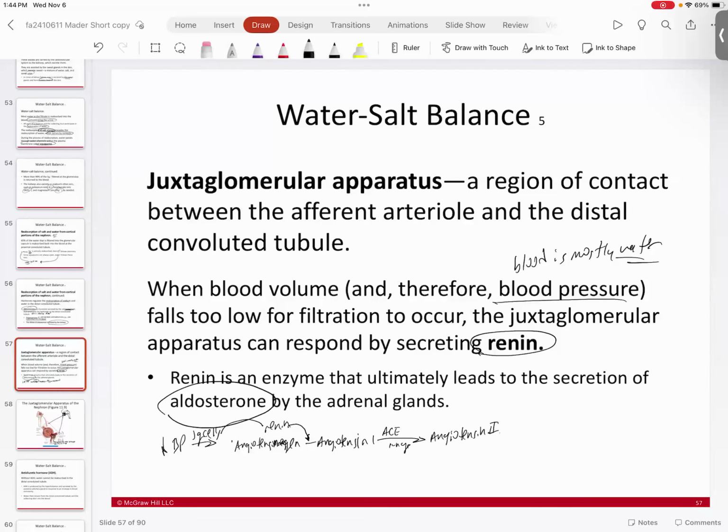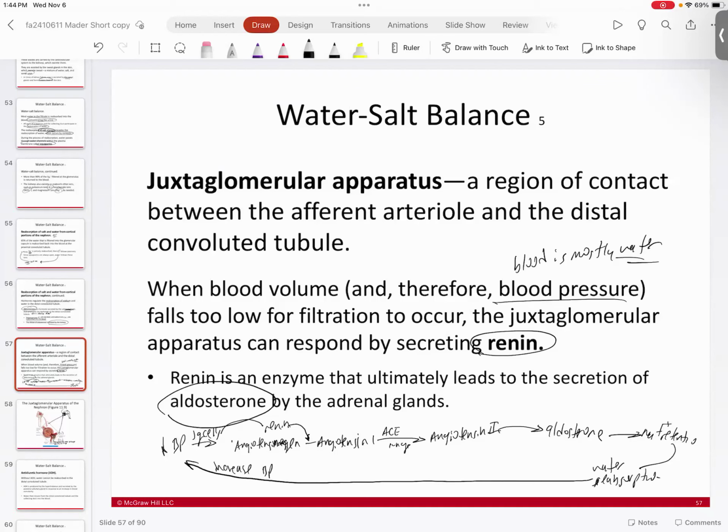And angiotensin 2 will basically stimulate aldosterone production, which will stimulate sodium retention, which will stimulate water reabsorption. When you absorb water, it'll increase your blood pressure. So that's basically your homeostatic cycle.